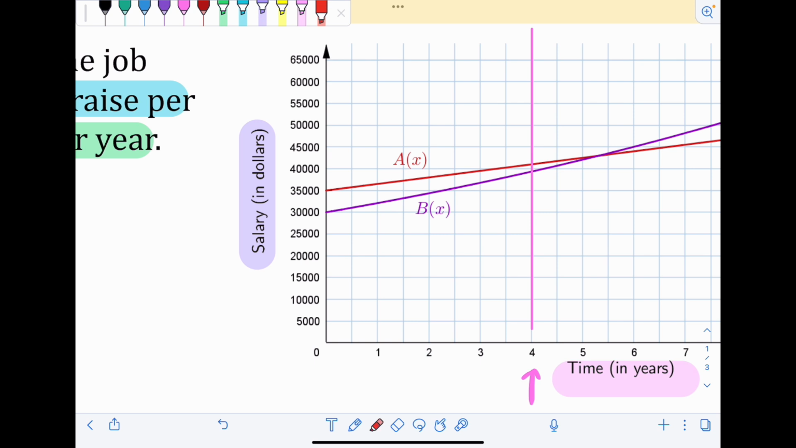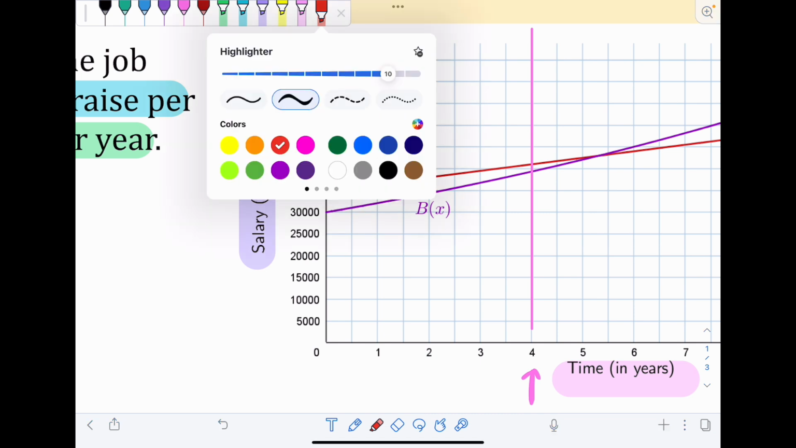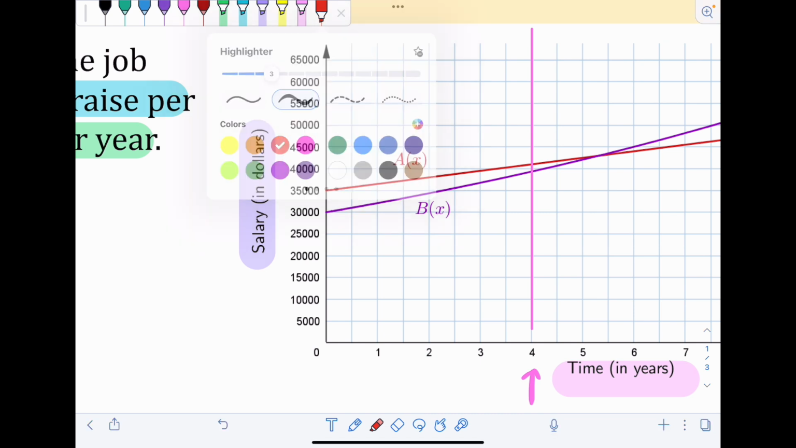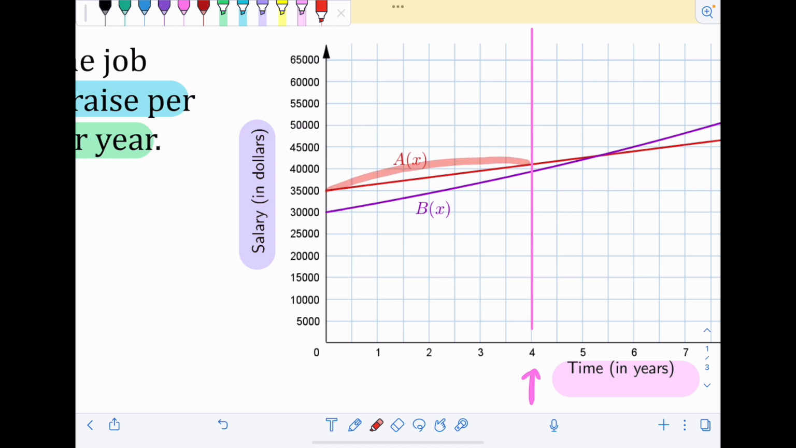So if we're only planning on working for the first 4 years, that's just, oh my gosh, that's huge. That is just this first portion of the graph right here. And in that entire section of 0 to 4 years, a of x is higher. It's paying you more than b of x because it's landing higher on the y-axis. So if we only want to work for 4 years at either company, then we'd want to pick company A because we would make more money over that time.